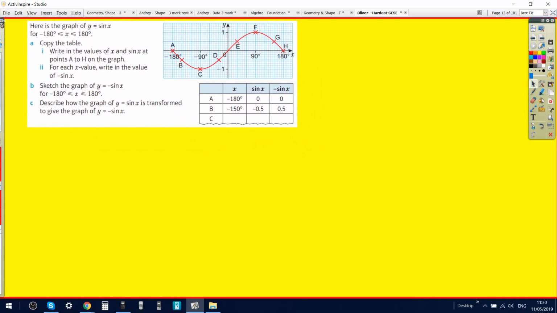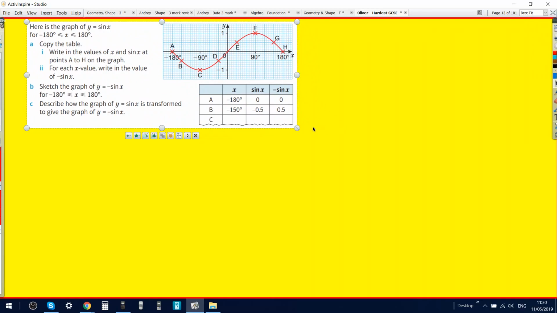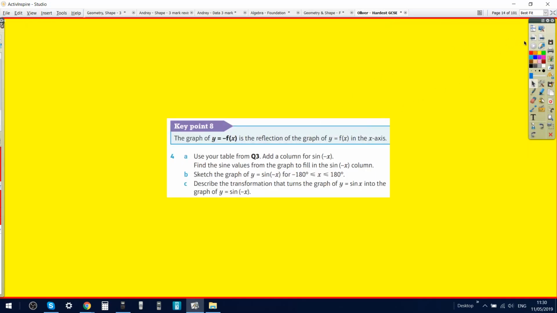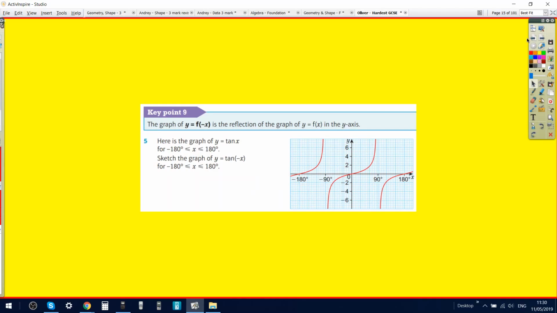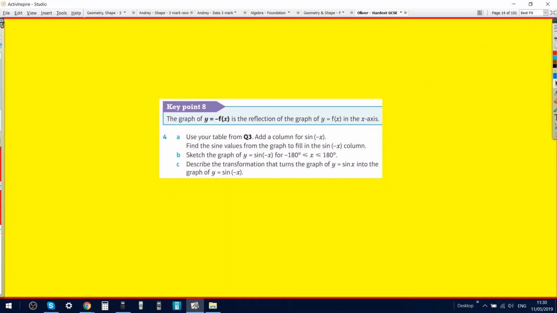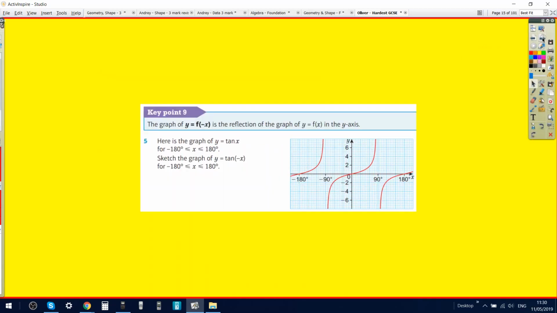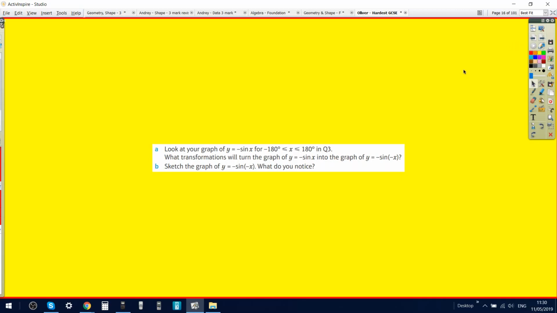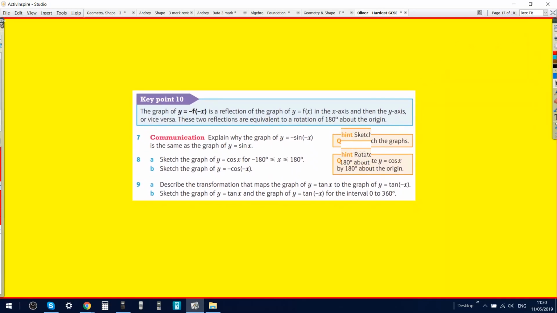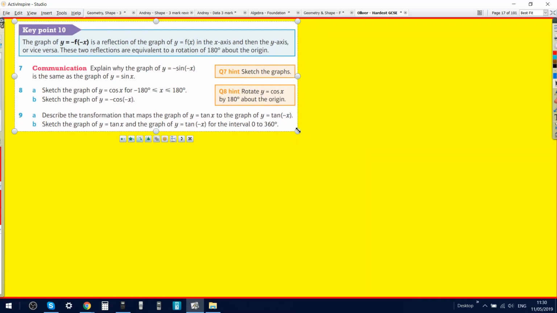Okay, this is what I wanted to get to. Let's just see if we're good for it. Hang on, that's not very good. These are teaching style questions. How would you do question 9? Question 9, describe the transformation that maps the shape above.